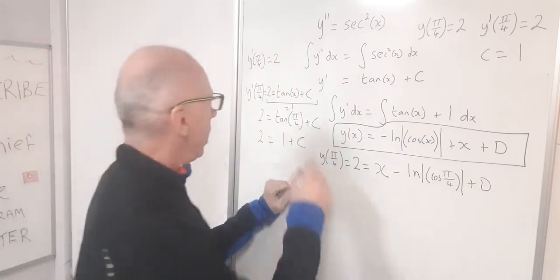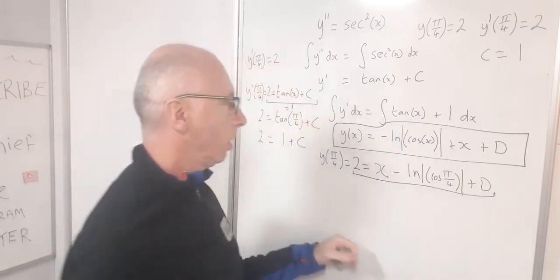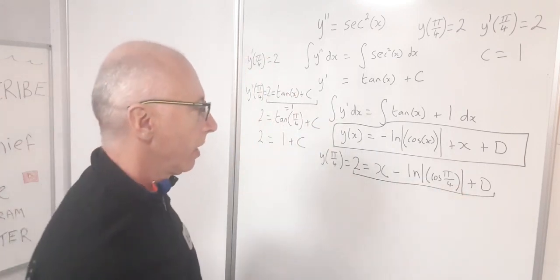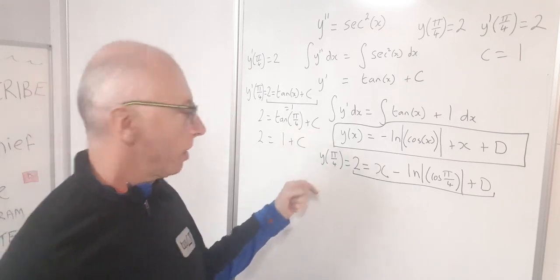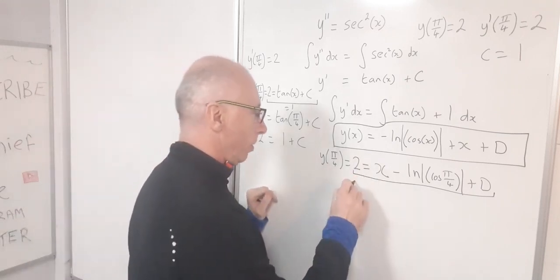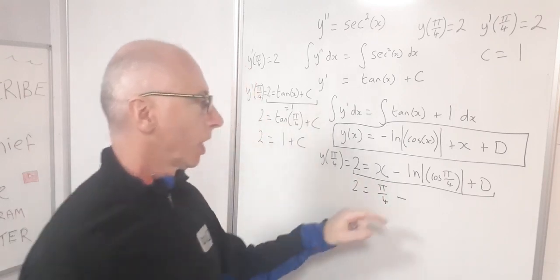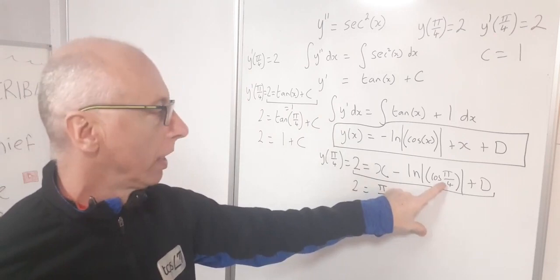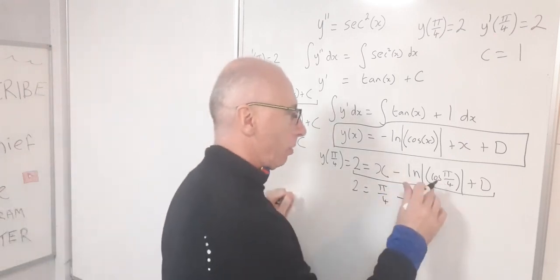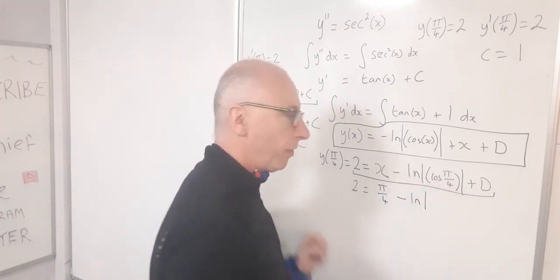Now all this here, as I did on this calculation, I'm just going to set all of this equal to 2 and just solve for my d. So here my x, I can write pi over 4, because that's what I do when I see an x. So I've got 2 equals pi over 4 minus natural log of cosine of pi over 4. Now that will just become the natural log, and now I've got cosine of pi over 4.